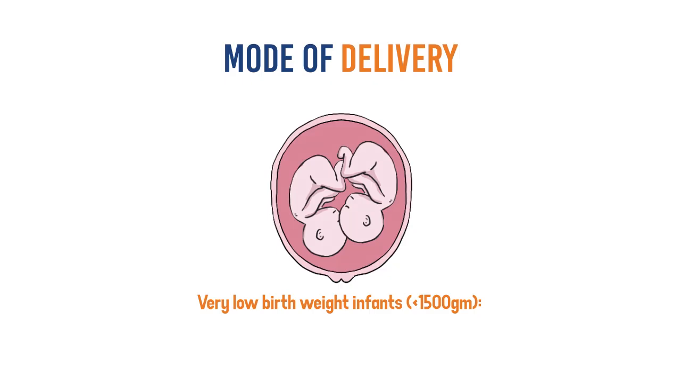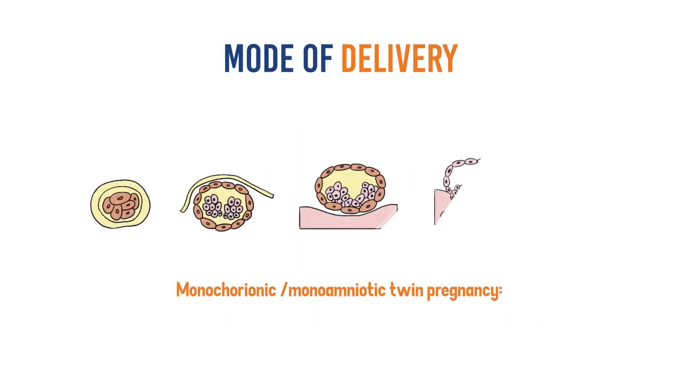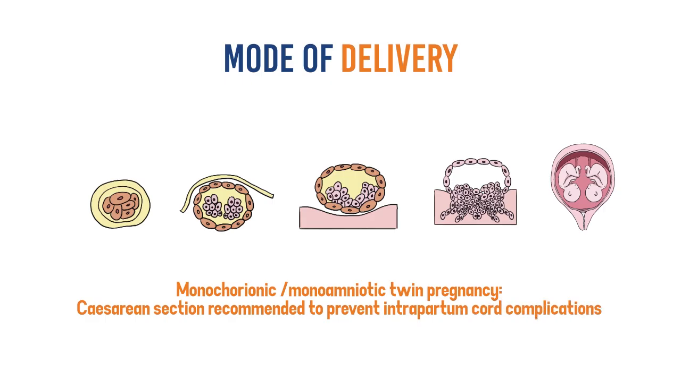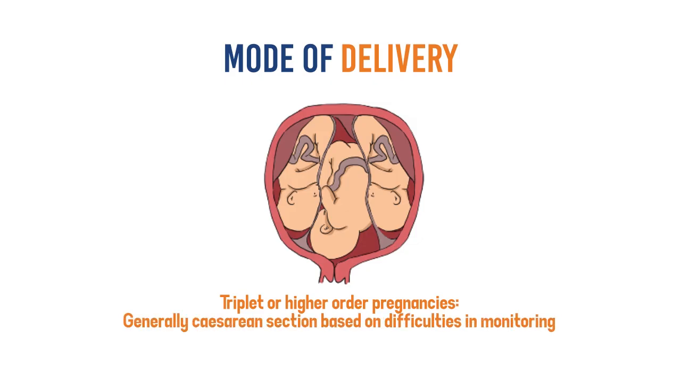For very low birth weight infants, less than 1,500 grams, the optimal mode is unknown, but generally cesarean section is recommended to reduce fetal trauma. However, there is little evidence on any differences in perinatal outcomes. For monochorionic monoamniotic twin pregnancy, cesarean section is recommended to prevent intrapartum cord complications. In cases with triplet or higher order pregnancies, the optimal mode is unknown. Generally, cesarean section is recommended due to difficulties in monitoring.